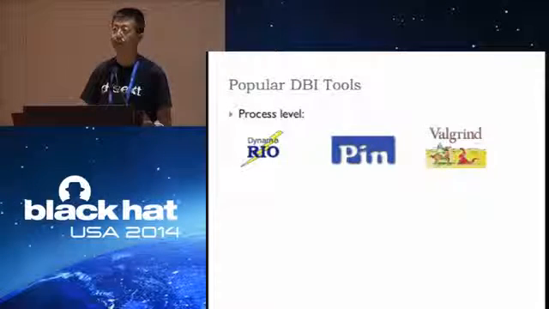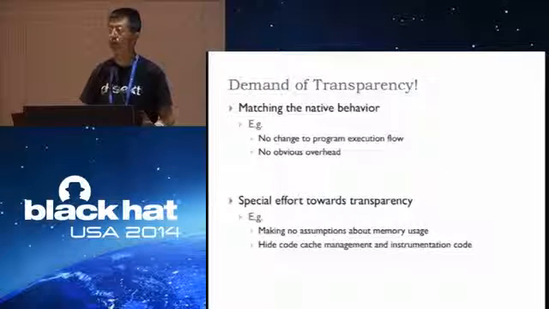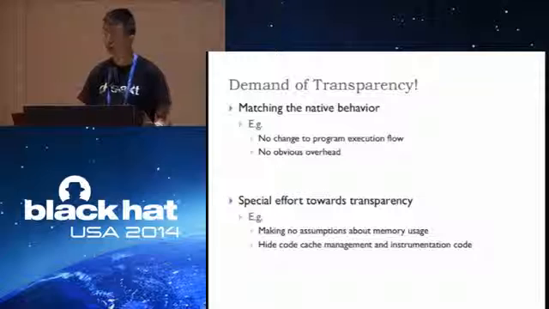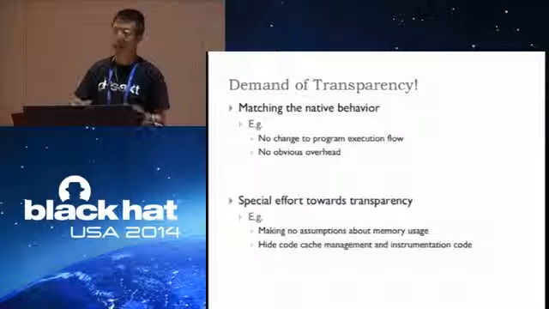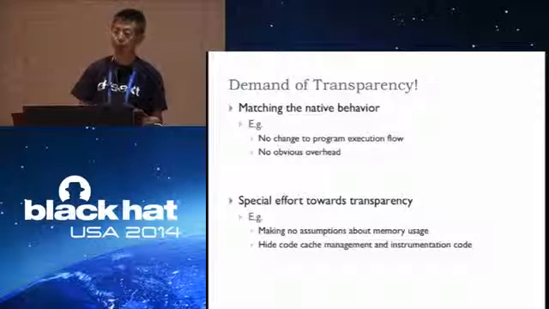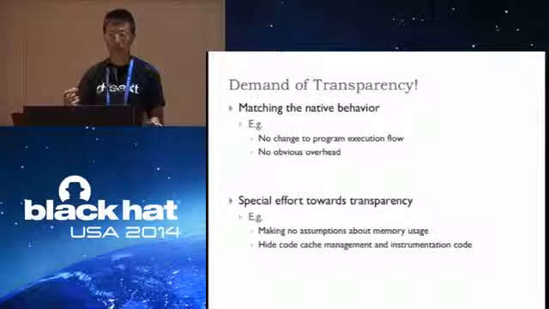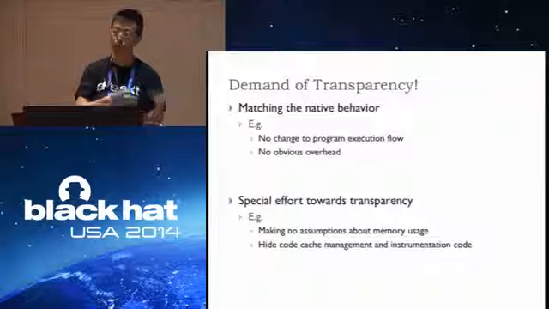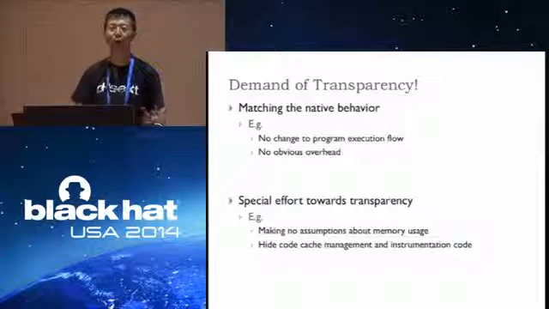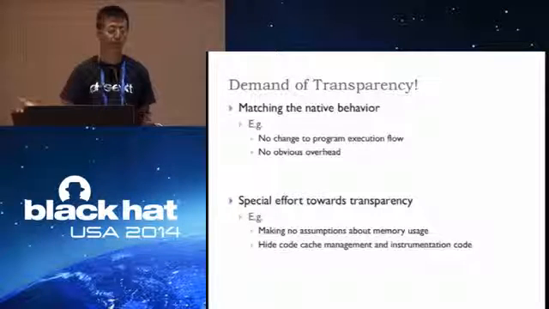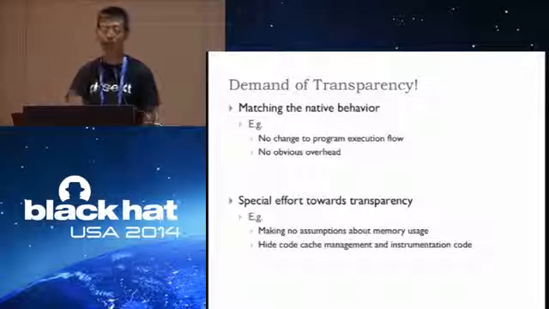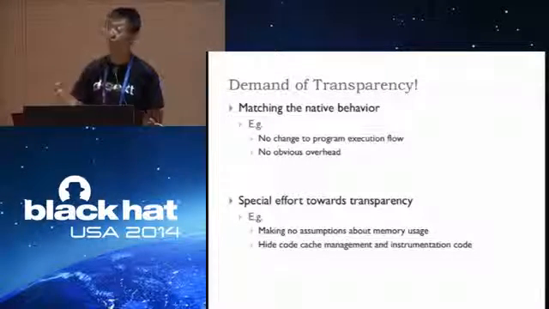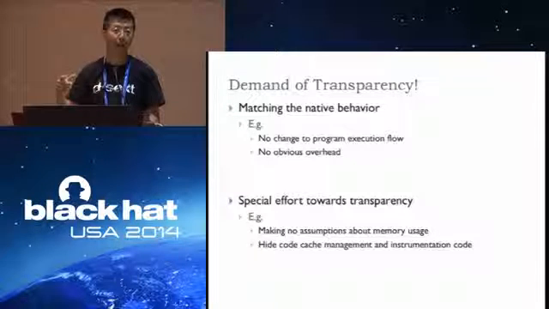We're going to look at the transparency feature of this DBI tool. What do we mean by transparency? When you use this dynamic binary instrumentation tool to run a program, the platform expects the program to run as if it's running on the native platform. So you don't want the program to know that something is running underneath. This is for both legit programs and also for malicious programs.